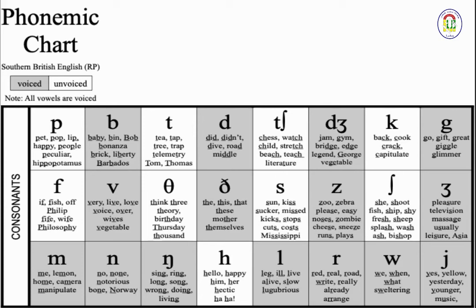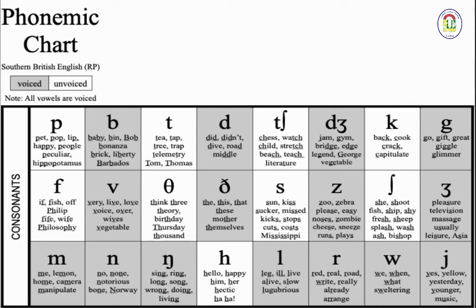Ng is a voiced velar nasal consonant, like in sing, ring, long, song, wrong, doing, living. H is a voiceless glottal fricative consonant, like in hello, happy, him, her, hectic, haha. L is a voiced alveolar lateral approximant consonant, like in leg, ill, live, alive, slow, lugubrious.